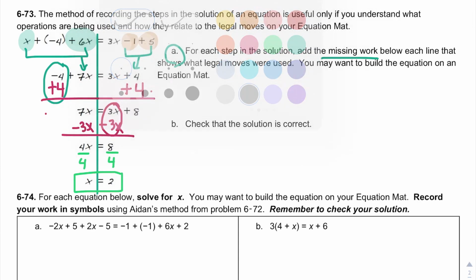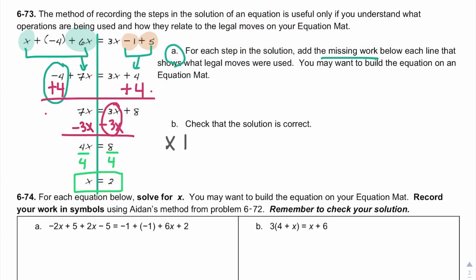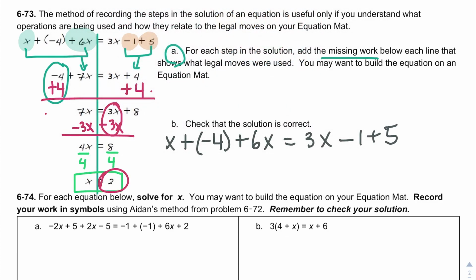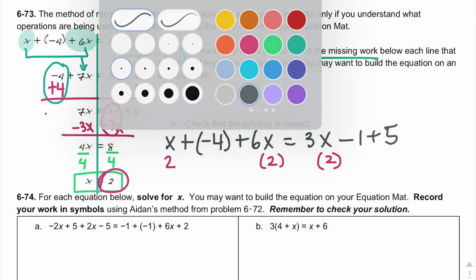So here we go. Let me write out the original equation. x plus negative 4 plus 6x equals 3x minus 1 plus 5. Okay, and then every time I see an x, I'm going to replace it with a 2. So this is going to be 2. This is going to be times 2. And that's going to be times 2 as well. And then I'm going to copy down the rest.